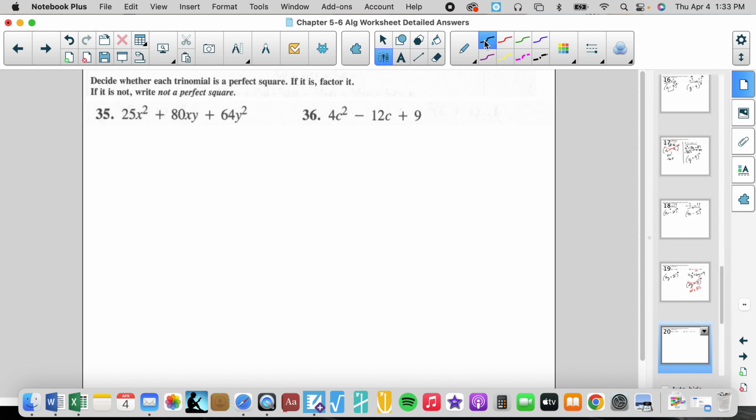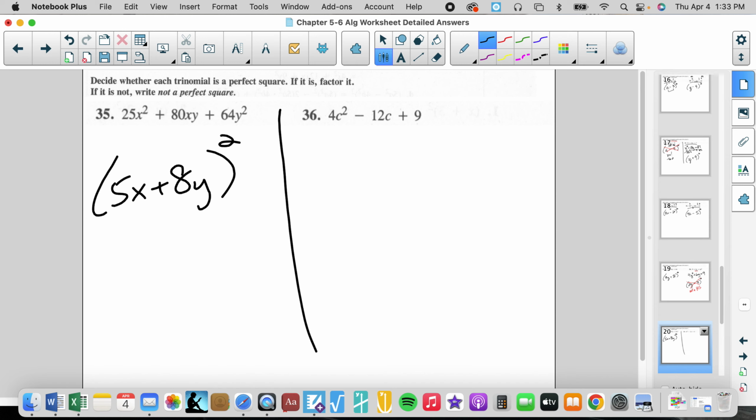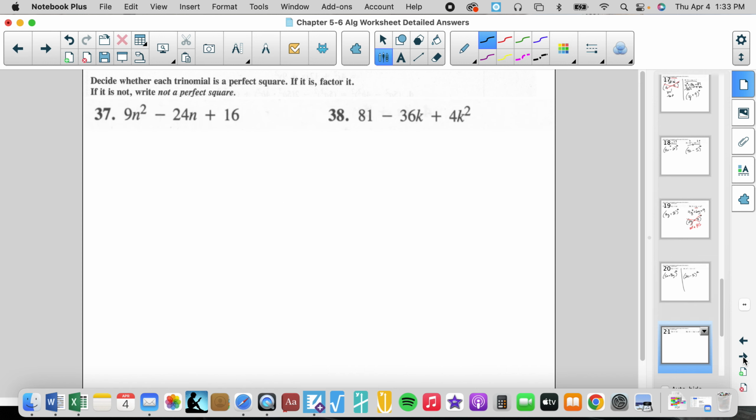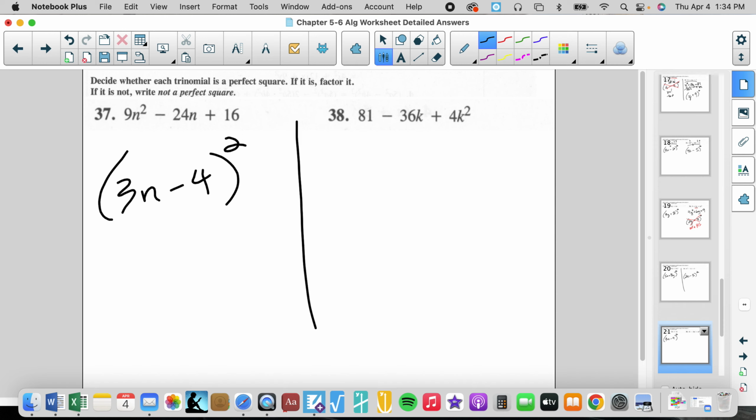Three terms, yes. Perfect square. Third term positive, yes. 5x plus 8y is 40. Doubled is 80. Quantity squared. Perfect square, yes. 2c minus 3 quantity squared. 6c doubled is negative 12c. Good. All three of those criteria work. 3n minus 4 quantity squared, negative 12n doubled is 24. I'm going to rewrite it in standard form.